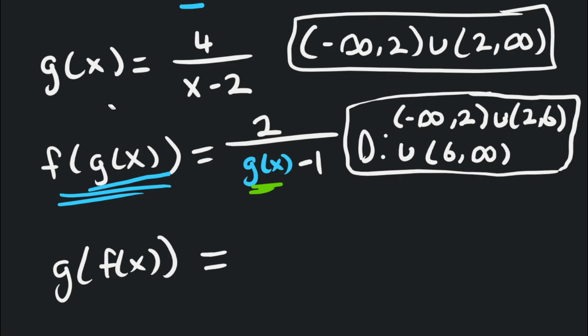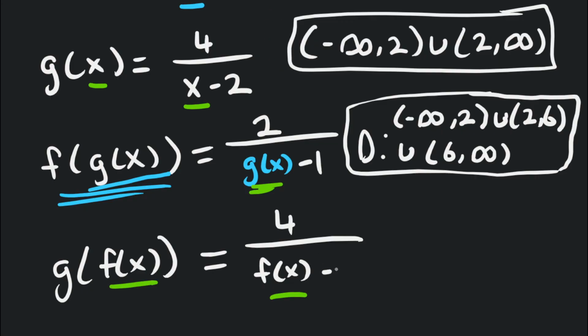We know up here that g of x equals 4 over x minus 2. So that means g of f of x equals 4 over f of x minus 2. All we did was substitute x for f of x.